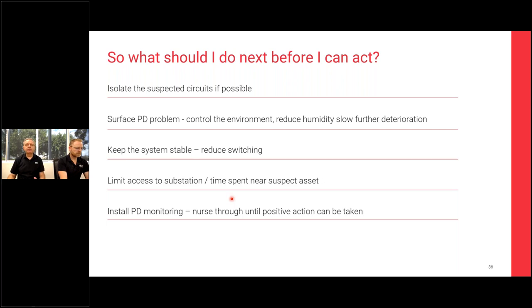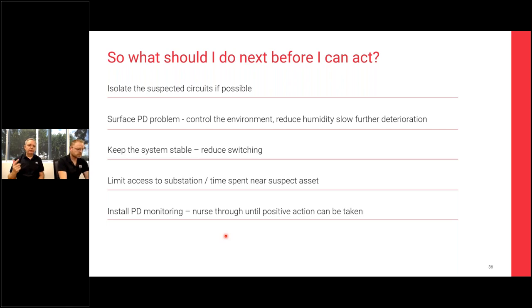Sometimes it can't be done. Sometimes you can slow further degradation. One of the important things we always say, if you've got PD, is keep the system stable. Reduce the number of switching operations, because when switching occurs, that's when failures can occur, where you've got that surge and those transient signals coming in, and that might just be the thing that breaks that final little bit of the insulation.